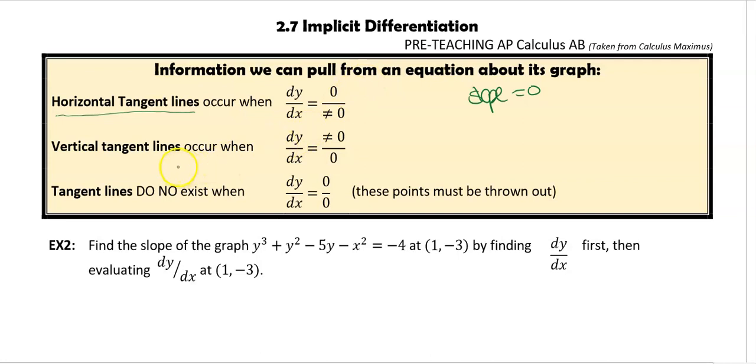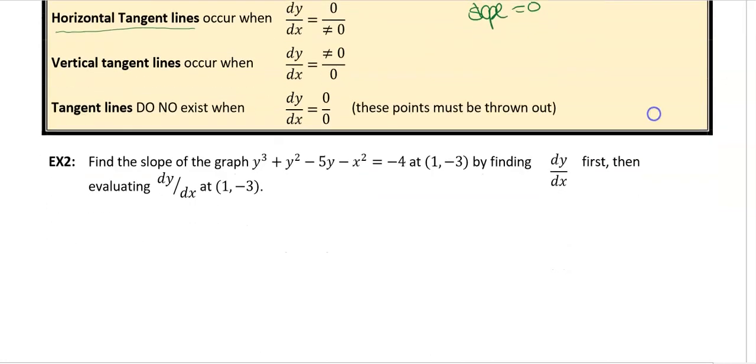Vertical tangent lines occur when the denominator is equal to 0. Numerator cannot be equal to 0, so it's when the denominator is equal to 0. And then tangent lines do not exist when both numerator and denominator are equal to 0. And these points must be thrown out. So let's look at this function.